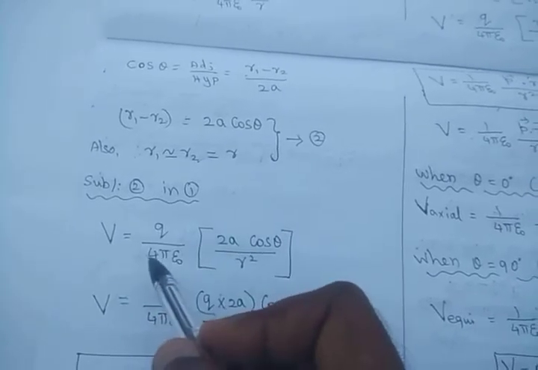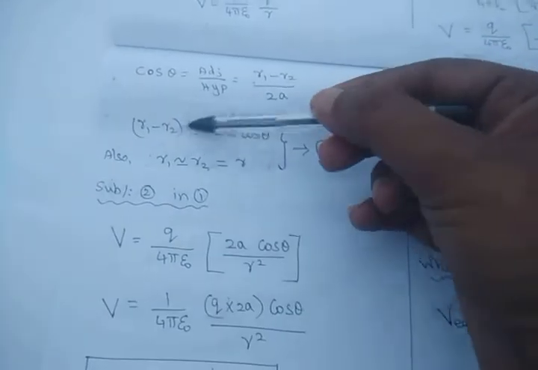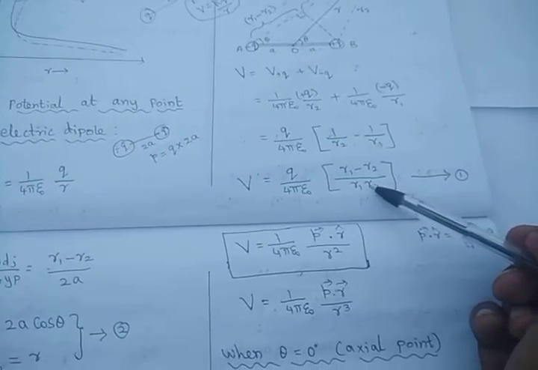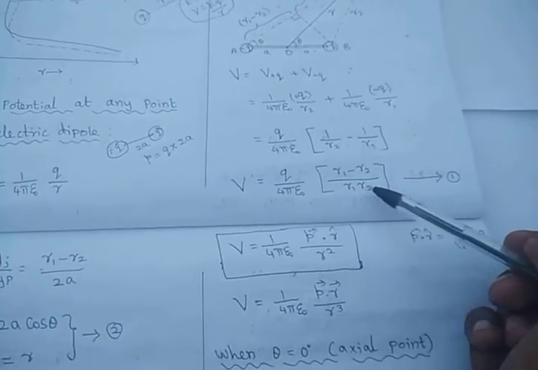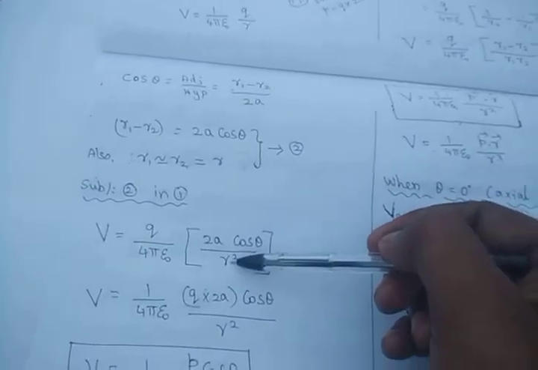V is equal to Q by 4 pi epsilon naught into R1. Instead of R1 minus R2, we have to put 2a cos theta. So in the denominator, in this equation, we have R1 into R2. So R1 is R, R2 is R, into R squared. So we get R squared.